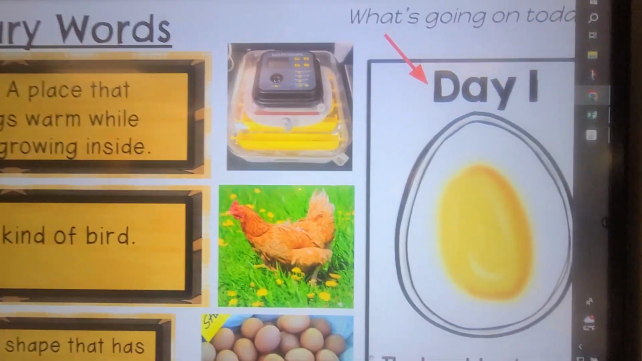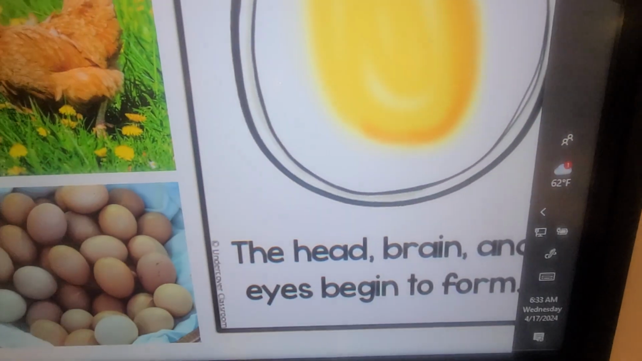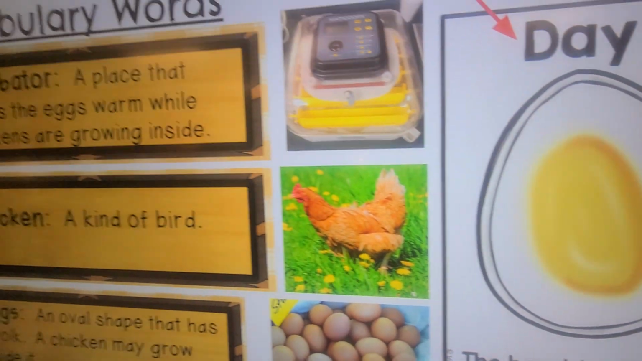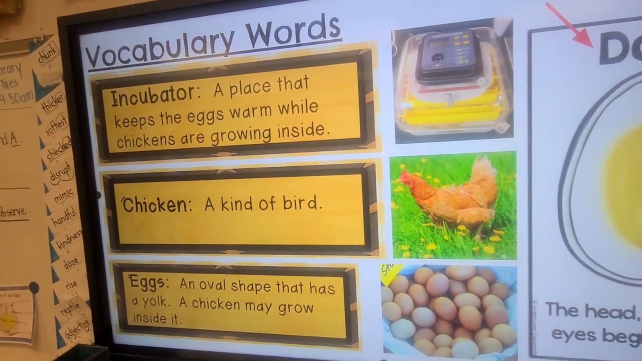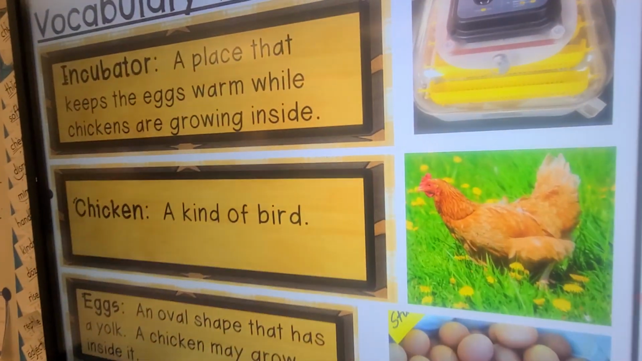So this is what our growth looked like on day 1 inside the egg. And we learned that the head, brain, and eyes began to form. Our 3 vocabulary words that you guys used in your writing were incubator, chicken, and eggs.